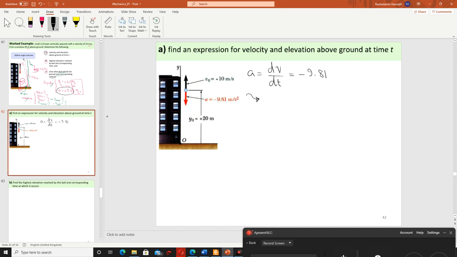Now if I rearrange it, dv is equal to -9.81 dt, and if I take the integration from both sides, I will have the integral of -9.81 dt from t naught, which is usually zero, the initial time, till t, an arbitrary time, and on the other side, the integration would be dv between the initial velocity and the current velocity. And v naught, I already have, is plus 10.